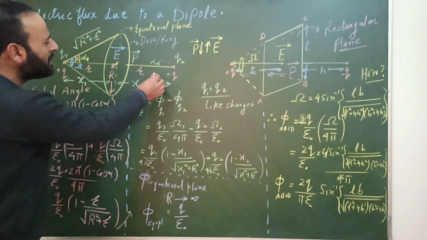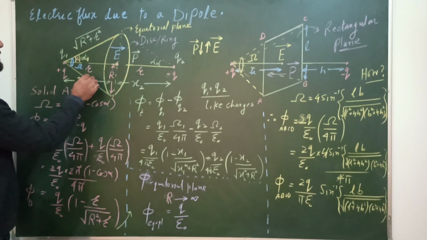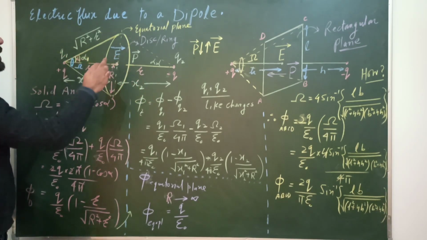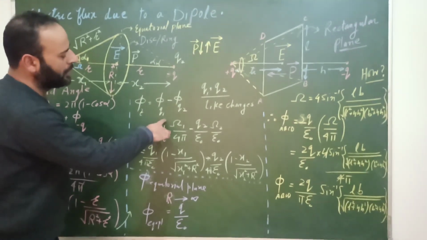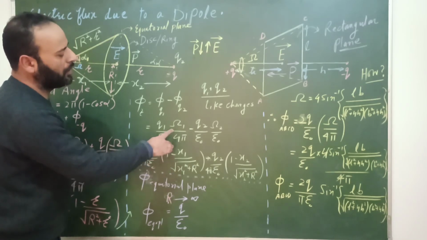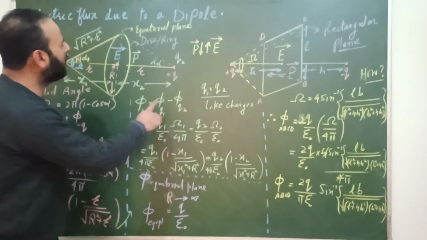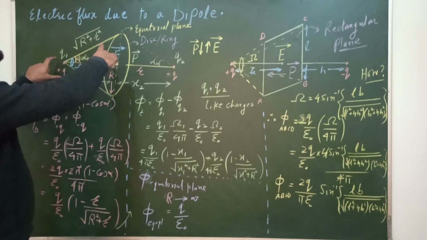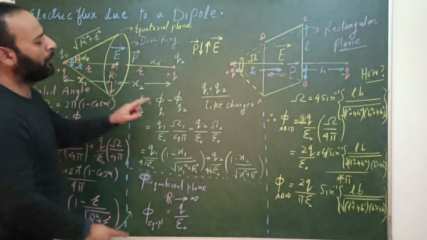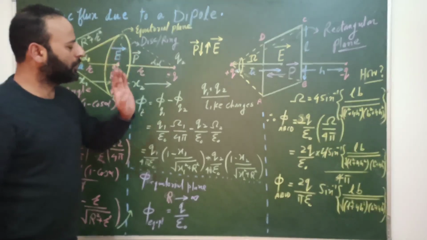So if the distances of the charges from the center of the ring are say x1 and x2 for Q1 and Q2, then we can calculate the flux as Q1 divided by epsilon naught times omega 1 divided by 4 pi, where omega 1 is the solid angle subtended by the disc at Q1 and omega 2 is the solid angle subtended by the disc at Q2.